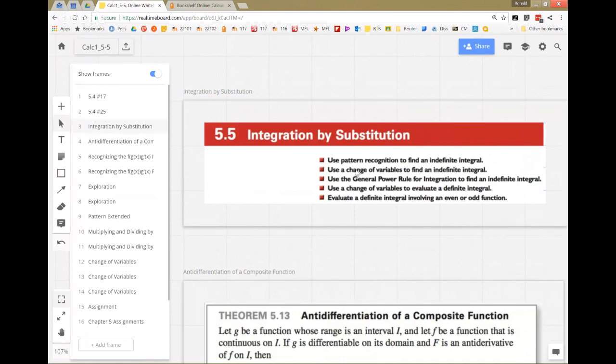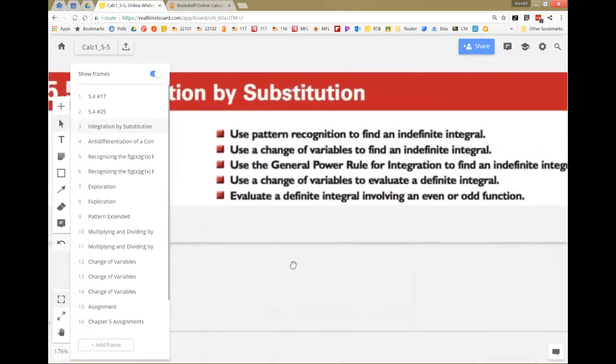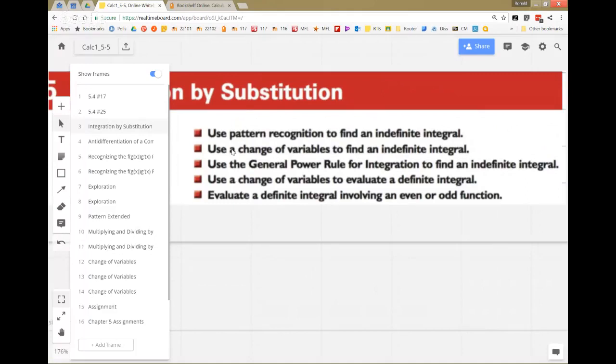And as you just look under these, hi Jamie, if you just look under these, I'll make this a little bit bigger. Look under that first subpoint under there. Use pattern recognition to find an indefinite integral. That's probably the thing we're going to spend the most time on during this particular session. We're also going to get to the second one. Use a change of variables to find an indefinite integral.